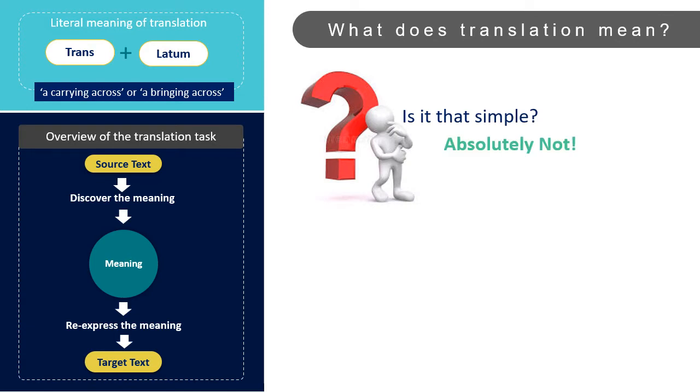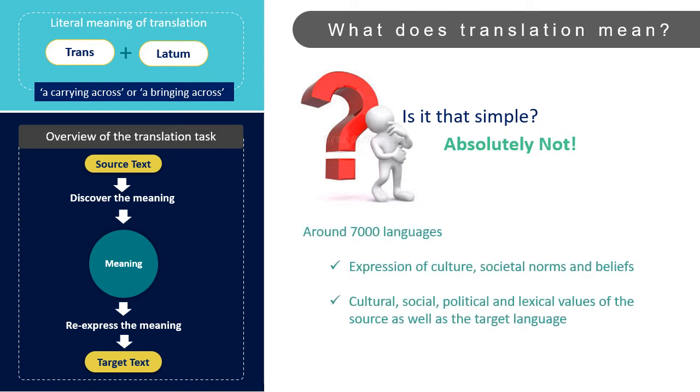Absolutely not. Because language itself is not that simple. It's an amalgamation of several other things. There are around 7,000 languages spoken around the world, and each language has its own roots, its own history, its own traditional values and societal norms and beliefs. So a language is made up of several other components. While translating, we have to carry the essence of the source language to the target language. That's very important and crucial.